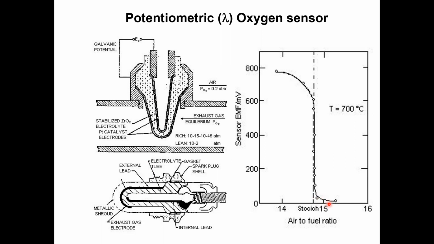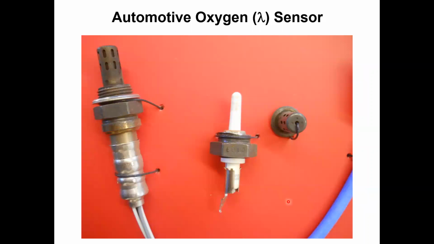So this sensor is actually always monitoring that signal of the sensor and sending a signal to the actuator. If it drifts, it tells the actuator to remix so that the mixing ratio always is maintained at the stoichiometric ratio. So here is an actual oxygen or lambda sensor.